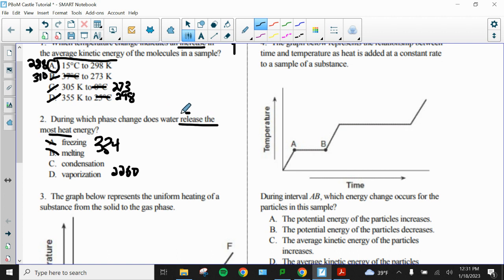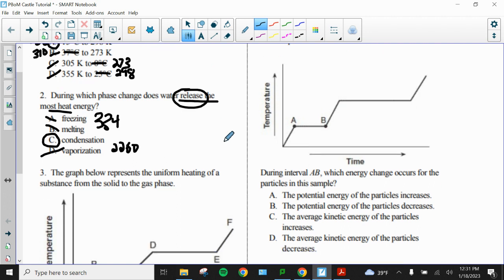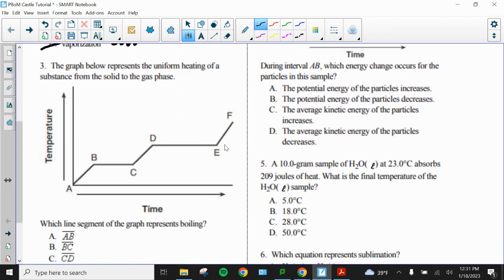But it says releasing energy. Releasing energy means cooling. Cooling is not vaporization. Vaporization, I have to add heat to make water vaporize. So the answer then is condensation because it's releasing energy. Releasing energy means cooling. Okay.